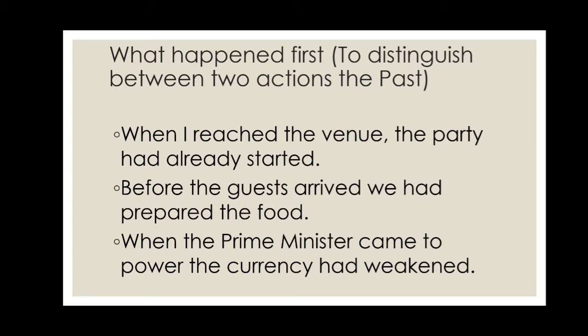In past perfect tense, we also see what has happened first. And this is also done to distinguish between two actions that have occurred in the past. So which of the two actions occurred first? The action in the past which occurred first will be in past perfect tense. So when I reached the venue, the party had already started.